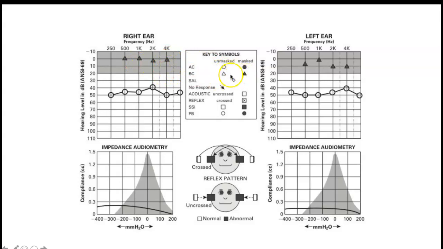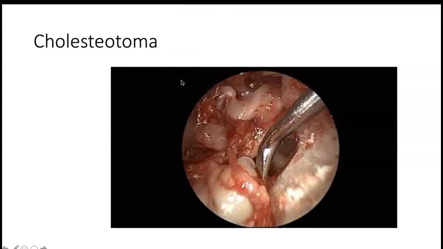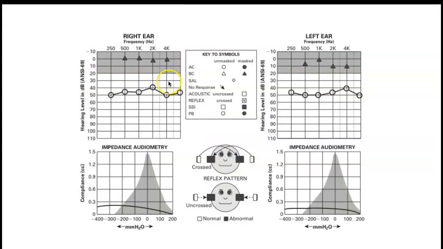So this is air conduction or bone conduction, unmasked and masked. What you really need to look for here is the presence of the air bone gap. Here you can see the gap between the air conduction and the bone conduction score. Same here. Don't worry about the reflexes. But here you see flat type B tympanograms, reduced tympanic membrane mobility or compliance.